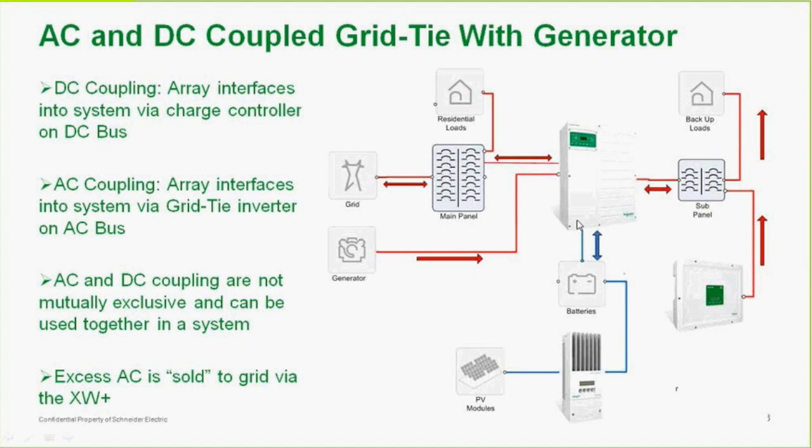There are limitations on how much one inverter can handle from either or both sides. I'm not covering that. But in DC coupling, the array interfaces to the system via the charge controller; in AC coupling, the array interfaces to the system via a grid tie inverter on the AC bus. The AC and DC coupling are not mutually exclusive and can be used together in the system. And excess AC from both can be sold back to the grid.